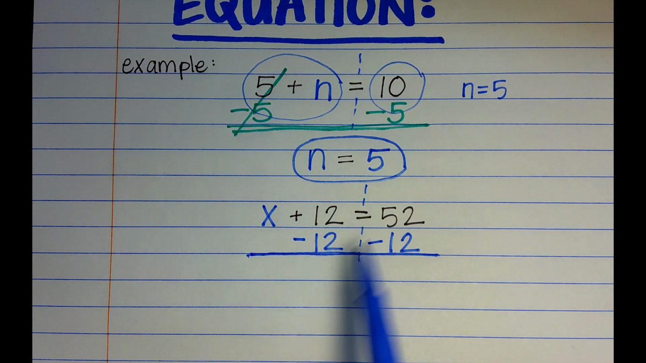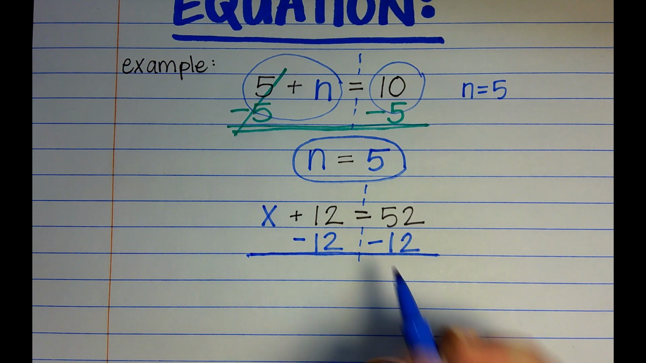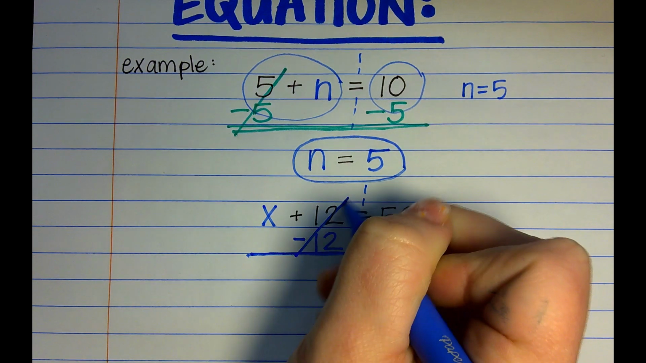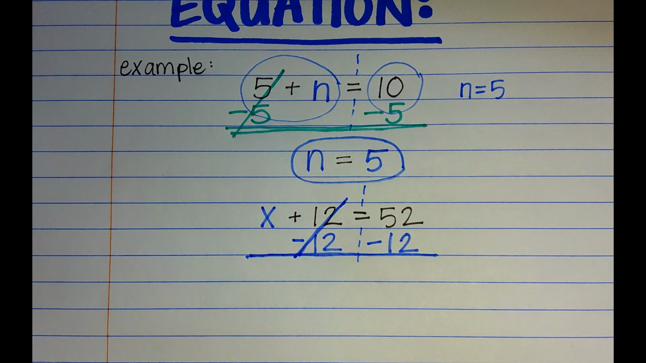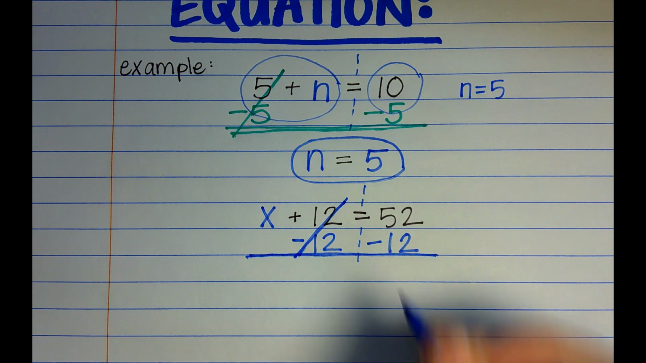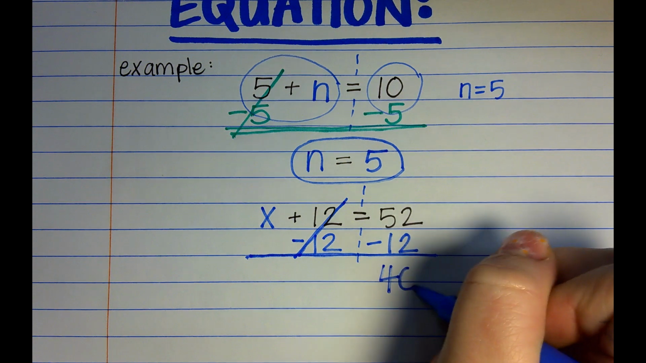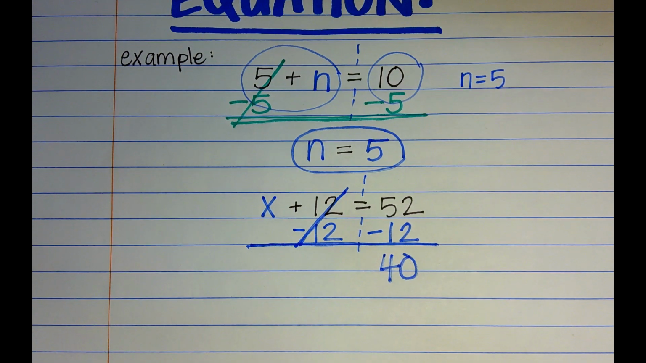What happens to my 12s? They cancel each other out. 12 minus 12 is 0. So we just cross them off. The 12s are gone. Now, what's 52 minus 12? 40. So I know 52 minus 12 is 40.